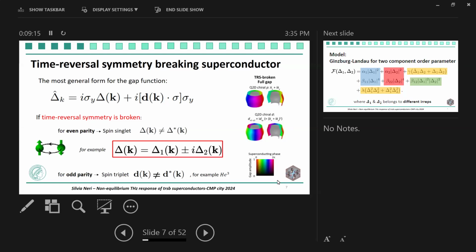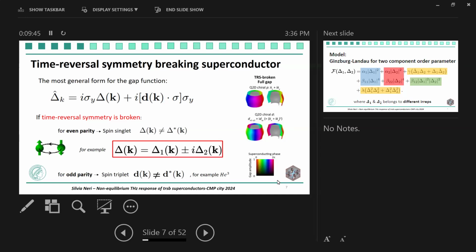Let me tell you first that since we have the singlet part and the triplet part, to break time reversal symmetry, in the singlet case, this is the requirement: under complex conjugation, this thing has to be different from itself. The same has to happen in the triplet part, which is embedded into this d vector that we also saw this morning. What we are going to focus on in this talk is an order parameter like this one.